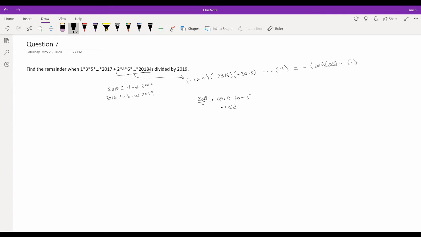So what we get is that in mod 2019, this is just 1 times 3 times 5 and so on times 2017, minus 2017 times 2015 times 2013 and so on, times 1. And these two products are the same. So when you're subtracting the same thing from each other, it's 0. So actually all this just cancels out and we get that our answer is 0.